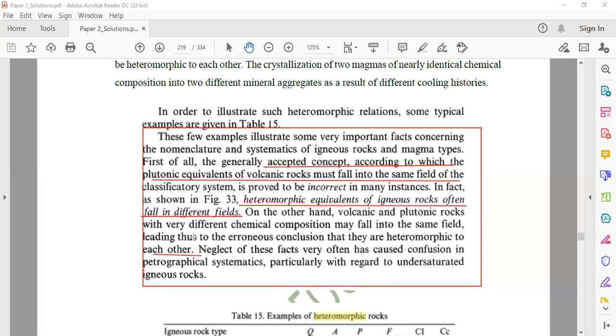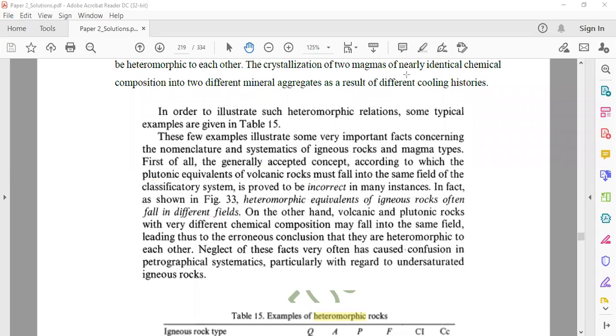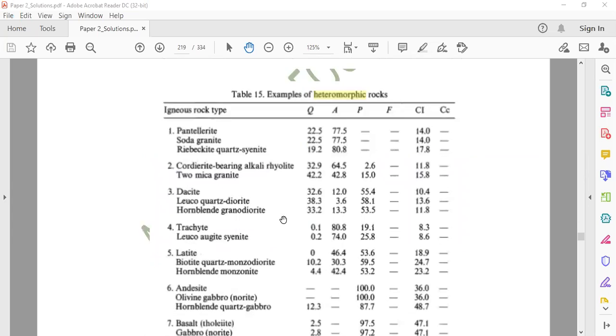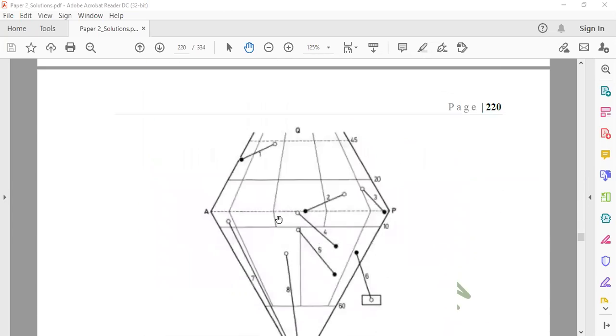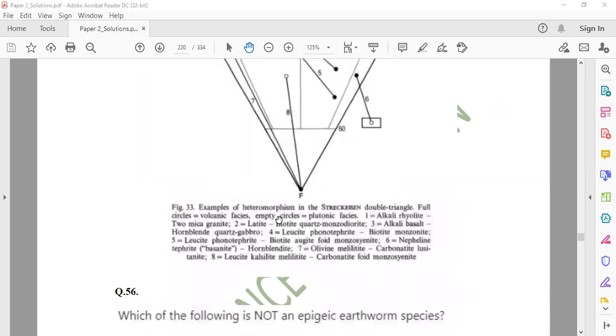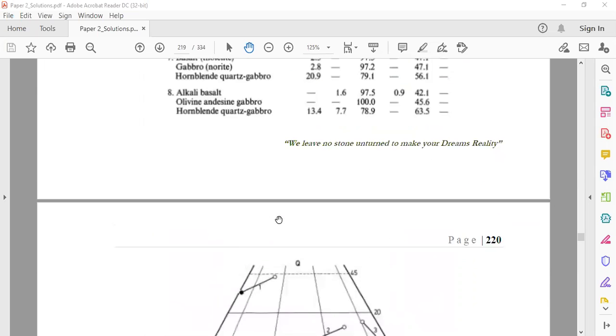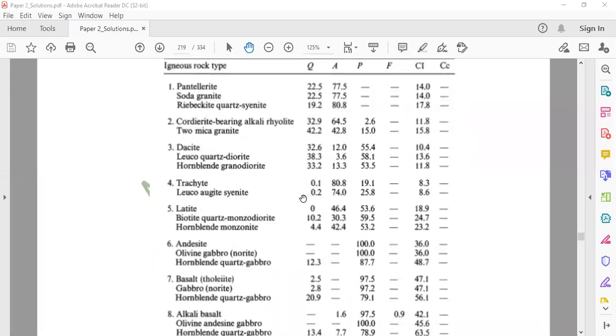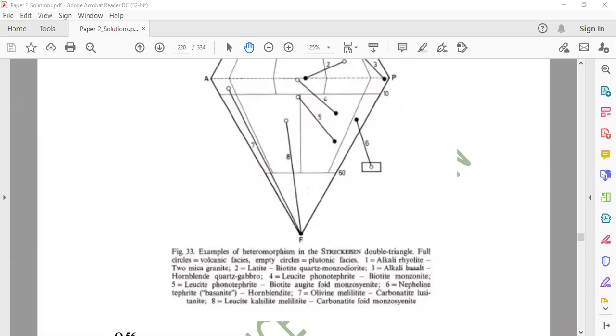What we just discussed about heteromorphic is that there will be different mineral composition and different conditions of crystallization, but the magma will be similar. We can see some more details about this. Here igneous rock types and heteromorphic rock examples are given, of different types. You can see how they deviate, all of them are igneous rock types, and then we have these classes QA, F, CI, CE. They have been mentioned here.